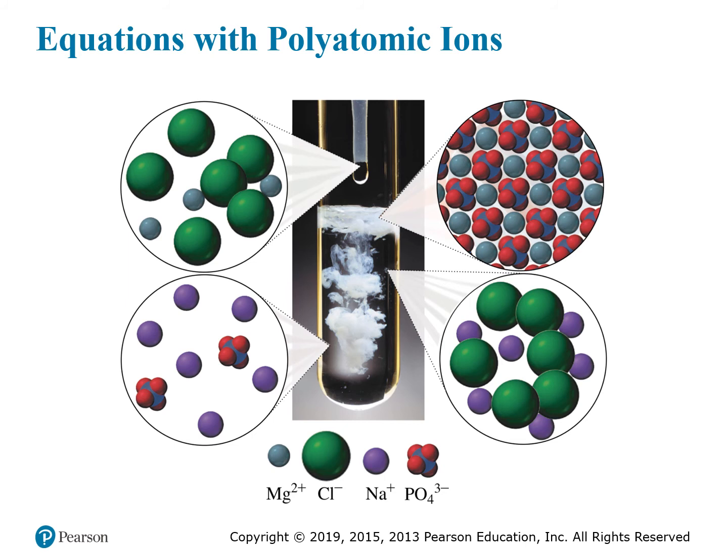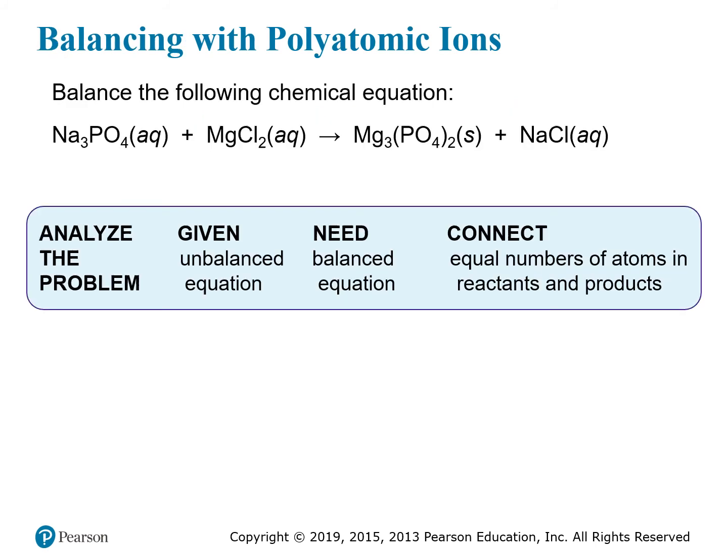But usually, if you have equations or reactions involving polyatomic ions, the same polyatomic ion shows up on both sides of the equation. And so what that means is we can actually balance the polyatomic ion as its own separate entity without looking at the individual atoms that make it up. So this is an example of this type of chemical reaction where we would be able to do that.